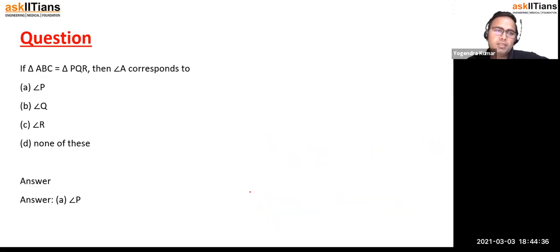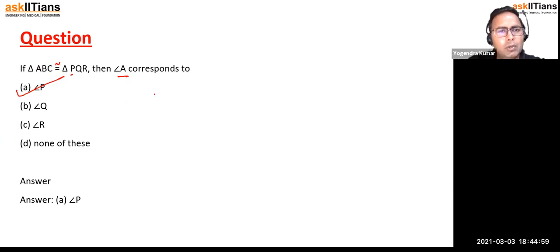If triangle ABC is congruent, then, what is the exact meaning of this, guys? We need to make a correction here. Congruency is not equality. There is no meaning of two triangles being equal like that. They're congruent. ABC is congruent to PQR. A corresponds to what? A corresponds to P, right? So we can say this is our answer.